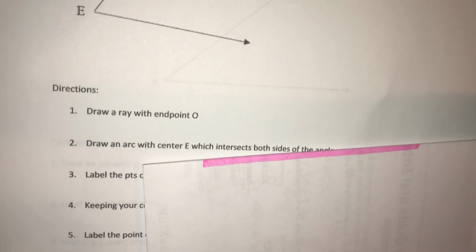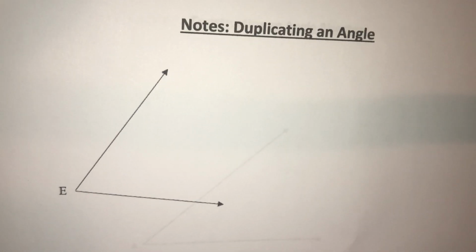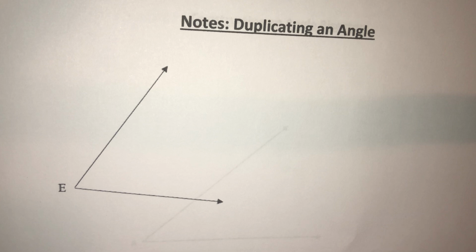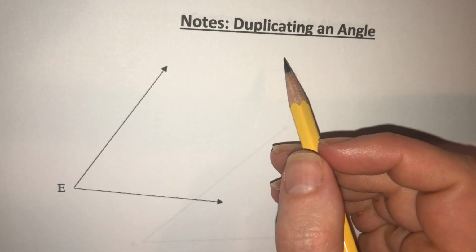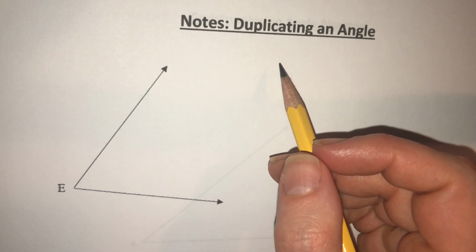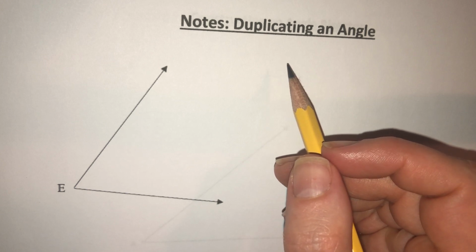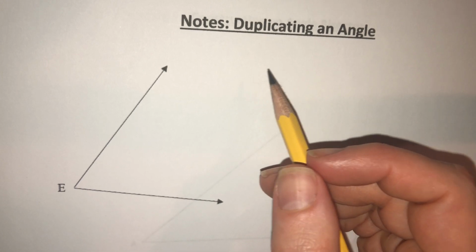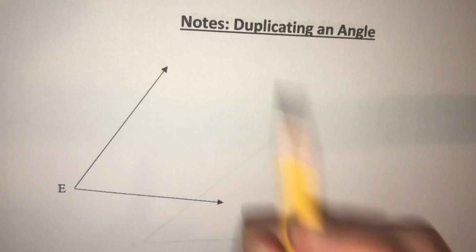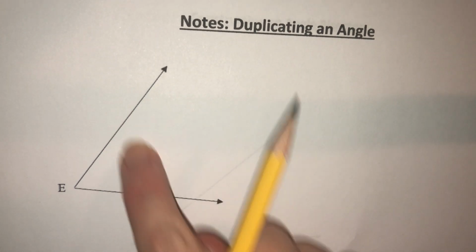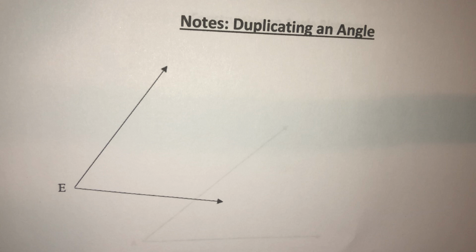There we go. Okay, so we're going to follow the steps on this construction for duplicating an angle. So the first step, and duplicating means copying, it's like when you Xerox something in a copy machine. It just makes something that looks exactly the same. So that's what we're going to do. We're going to make an angle that looks just the same as this, except we're not going to need to use a protractor to measure it. We're going to follow the steps to construct it.